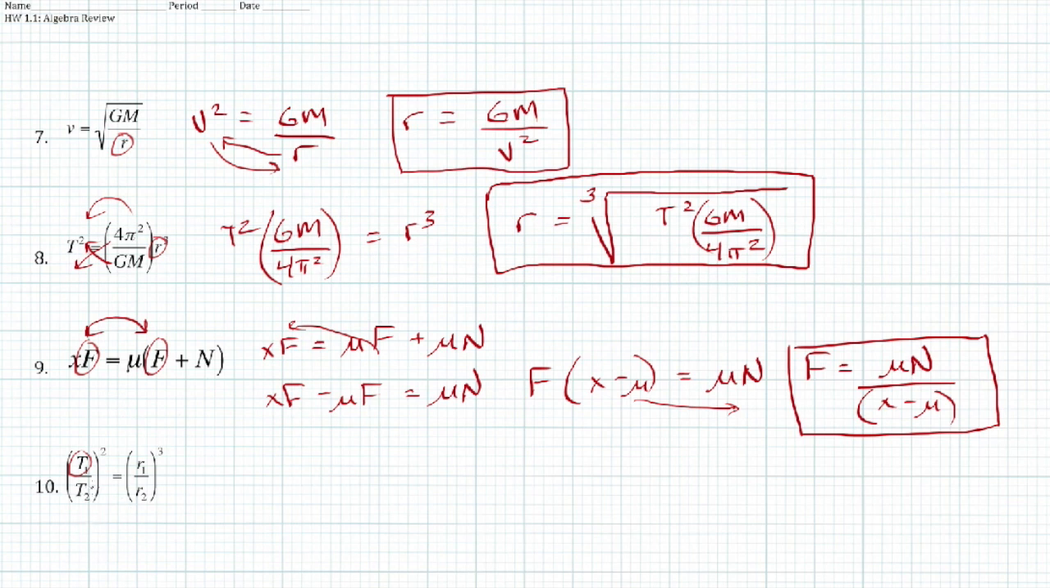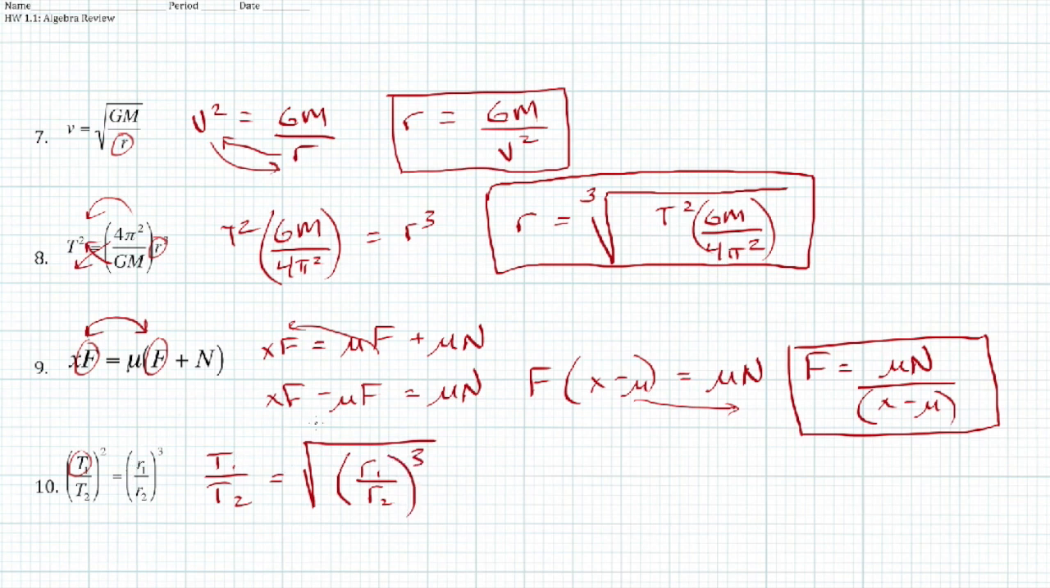All right, well, first of all, it's trapped in this parentheses here with the square, so let's undo that by taking the square root of both sides. So that means that t1 over t2 is equal to the square root of everything that was on the right-hand side. R1 over R2, the quantity cubed.